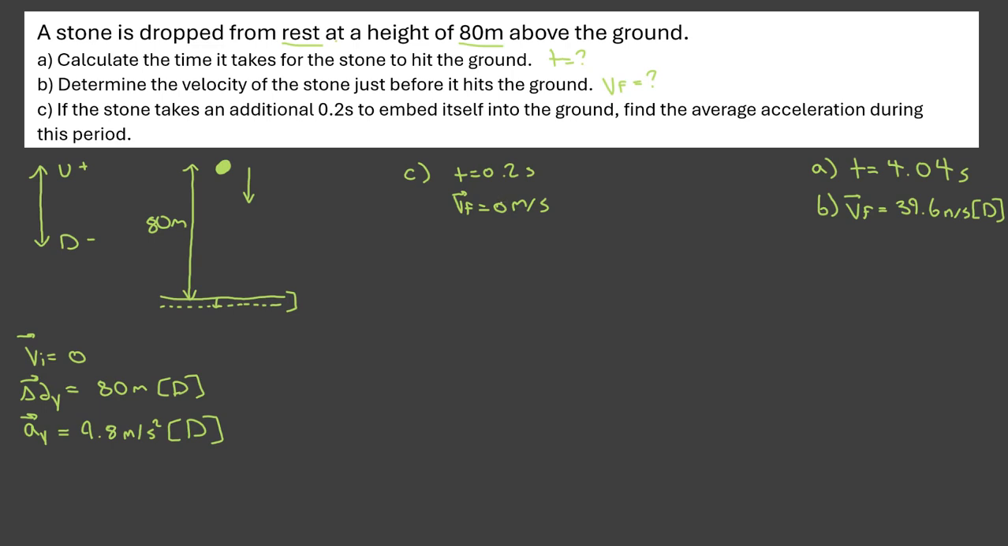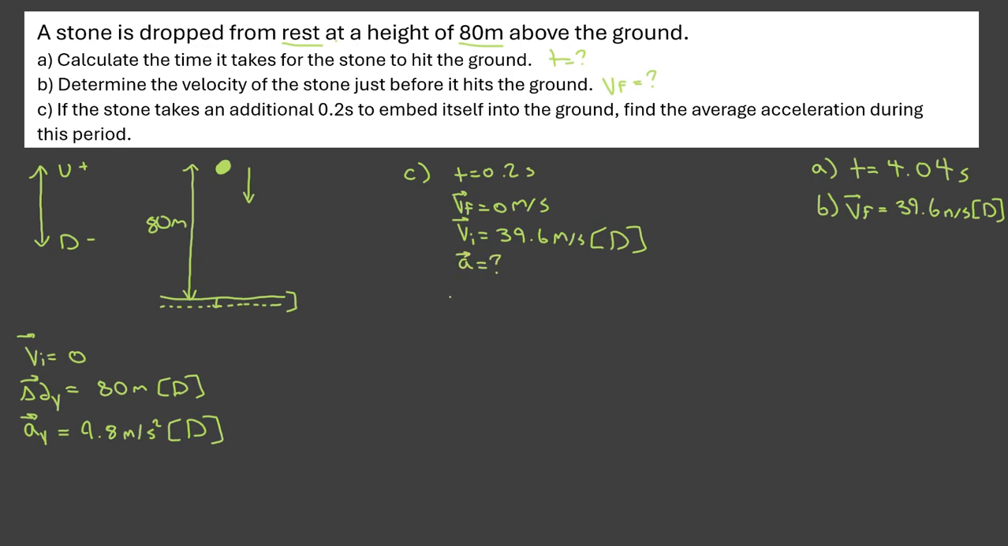There's one other piece of information which I have, and that's my final velocity from part B. My final velocity just before it hits the ground can be utilized as my initial velocity for this scenario. So my initial velocity, being the impact the stone makes just before the ground, is 39.6 meters per second downwards. So with this information, I know I've got to find that acceleration.